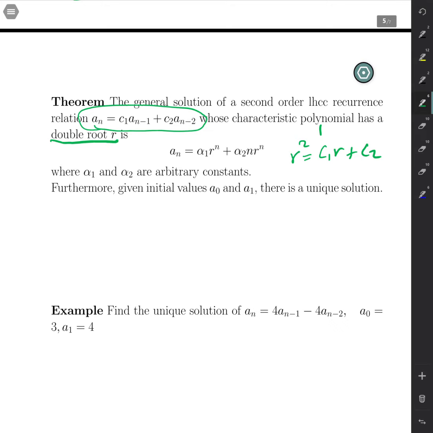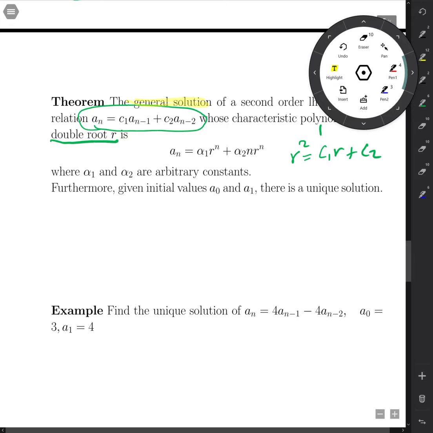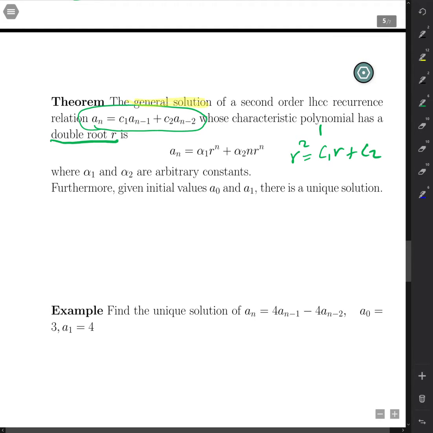So this theorem says the general solution of the second order linear homogeneous constant coefficient recurrence relation, as I've circled here, whose characteristic polynomial, in green below, has a double root r, just a single number that appears as a double root, is, and this is very curious, it catches a lot of people by surprise. I'm going to highlight the one thing that's very different here, and that is this factor of n right there. N, okay? Not a factorial, I'm just emphasizing it.